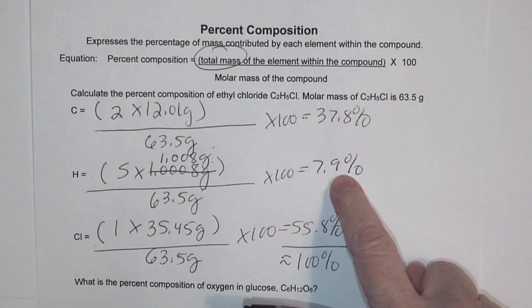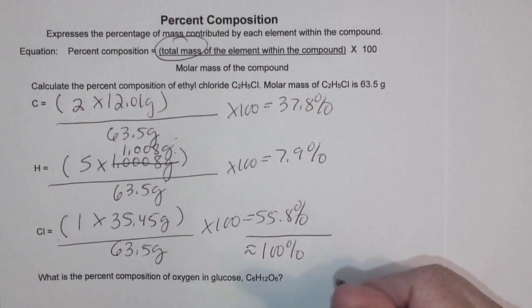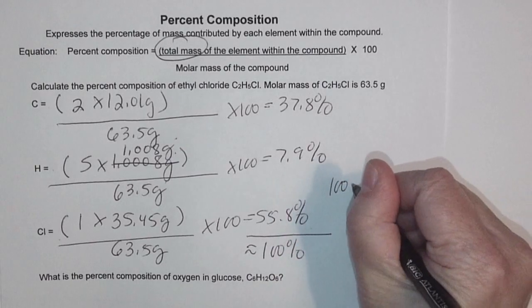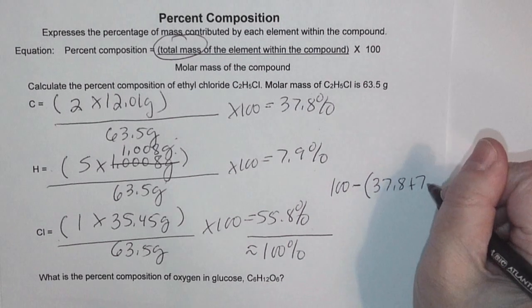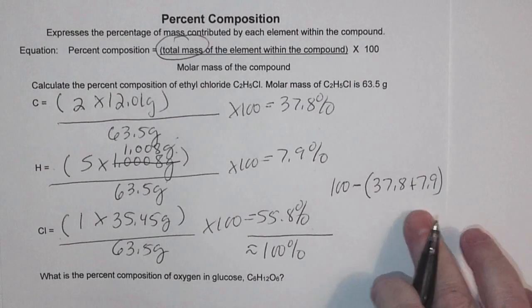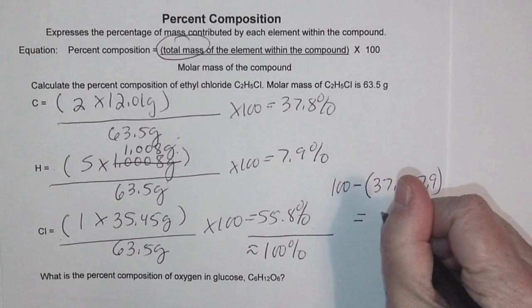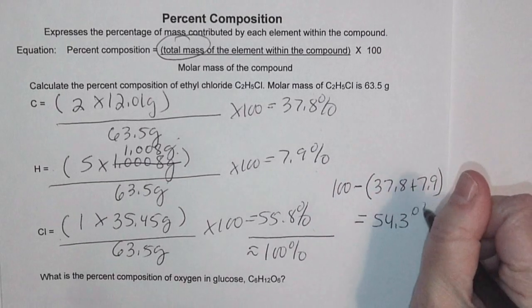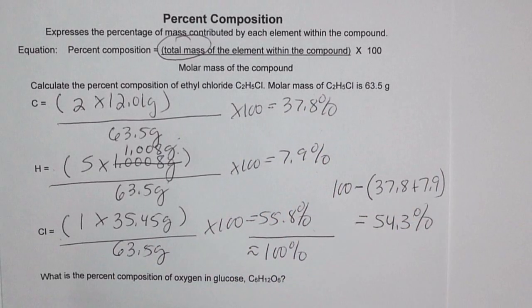Now, I could have stopped after hydrogen and determined chlorine by this thought process. Do all of them add up to 100%? So I could have taken 100% minus the percentages I had already done, which was 37.8 plus 7.9, for carbon and hydrogen. They should all add up to 100% minus what came from each of those. This method gives me 54.3%, which is a little bit different because, as I said, we didn't carry all the numbers through. Close enough, I would be fine with that.